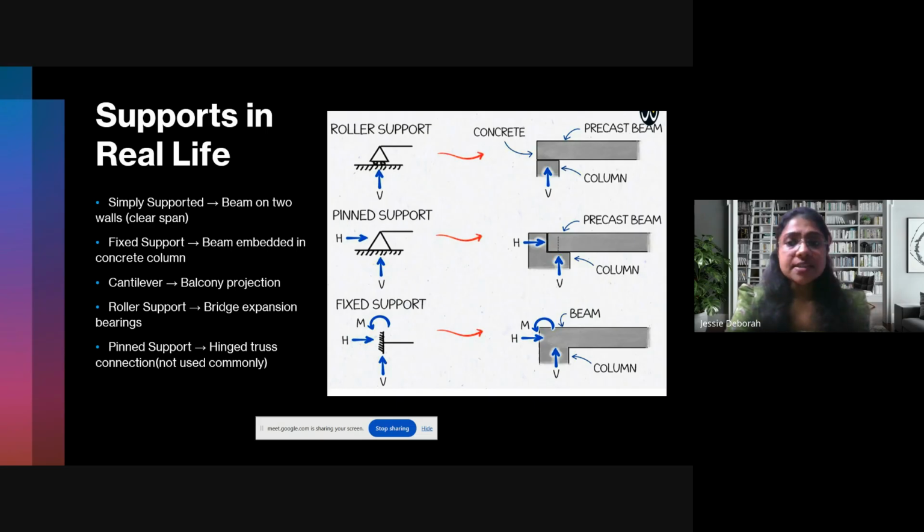Okay, roller support will come in case of any precast beam or column. In precast beams and columns, what we do is we give a groove in the column. Like if you see here, there's a groove here, this beam and the slab will simply rest on that groove, it will not move. So you can also call it a simply supported case.